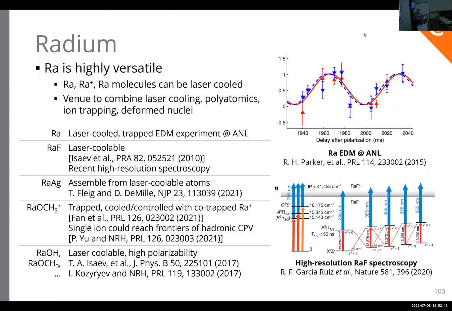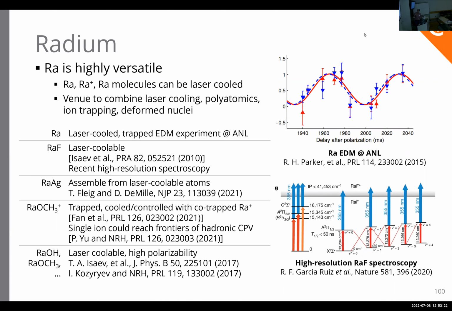So there are experiments, or at least theoretical interest, in the neutral. The neutral has already been used in an EDM search at Argonne. Radium fluoride is laser coolable, and very recently, just in the last couple of years, people actually made and measured it. Everything with molecules is harder. Even just measuring the energy levels in this molecule, people only did that a couple of years ago because it's really hard, especially the fact that it's radioactive. You can't just buy the stuff. Well, actually you can, but it's hard. So here they basically made it online at CERN in ISOLDE.